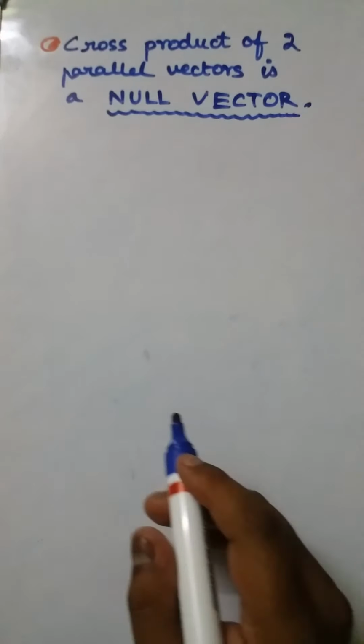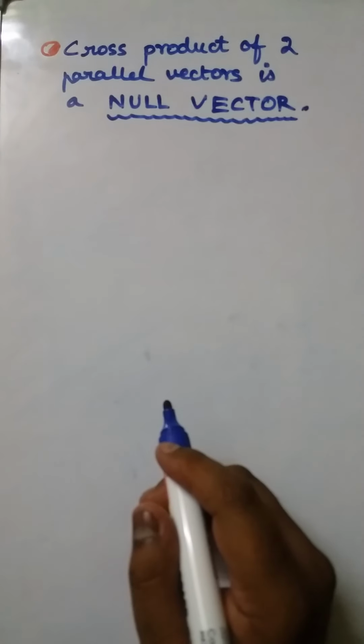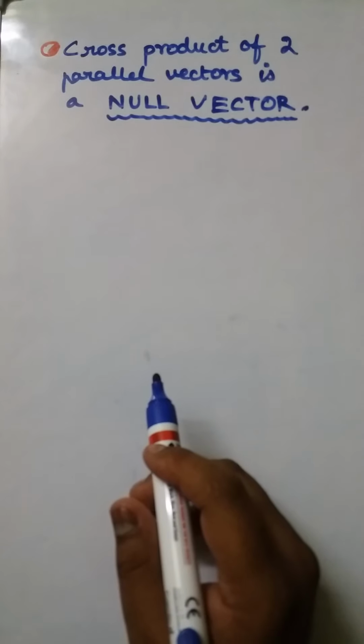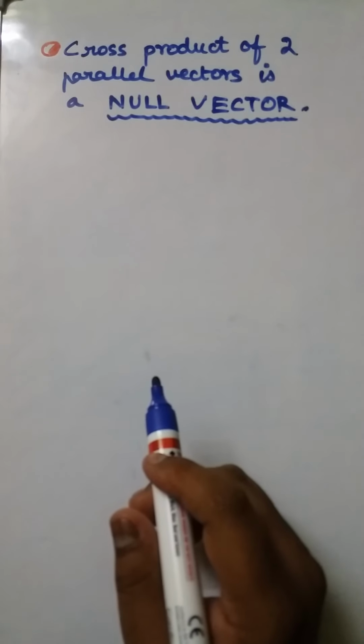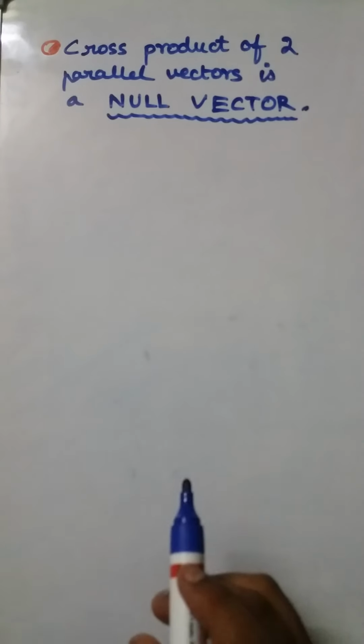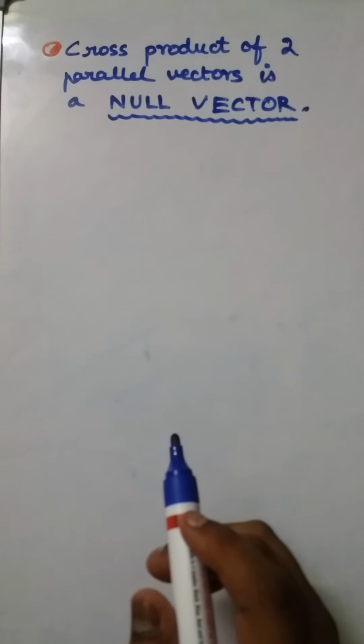Since the cross product of two vectors is a vector quantity, the resultant will be a vector and the magnitude of that vector, as we have seen, is 0. So that's why it's called a null vector. Okay.